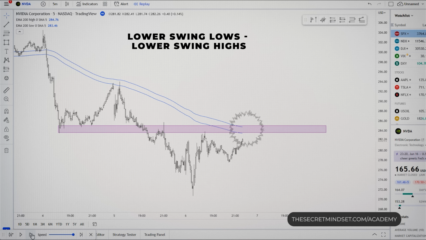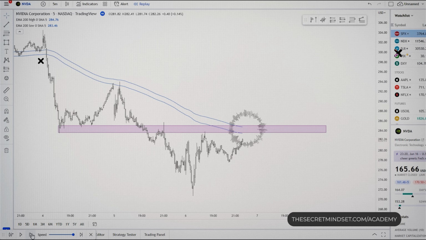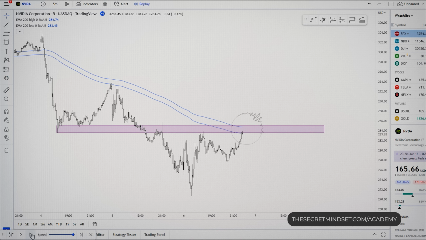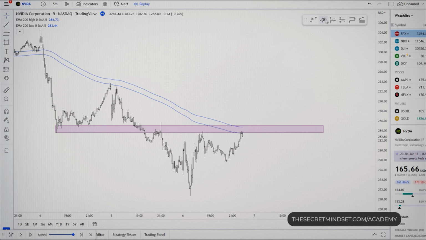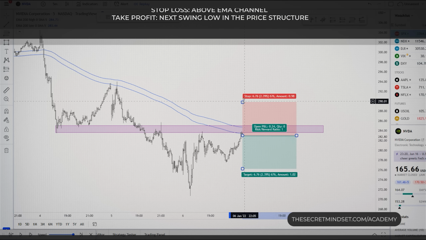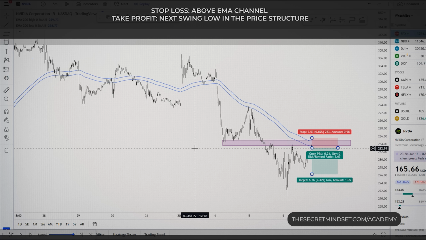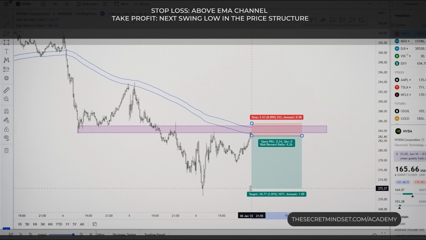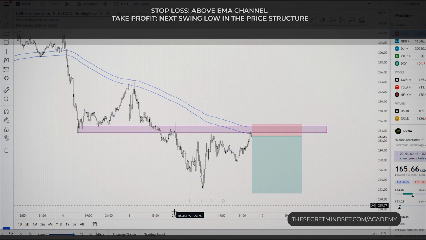It's right here, where the 200 EMA channel and the resistance area meet. If price reaches this zone, we'll go short. Stop loss above the channel, and for our take profit, we'll target the previous swing low in the price structure, a very good risk to reward ratio of 5.